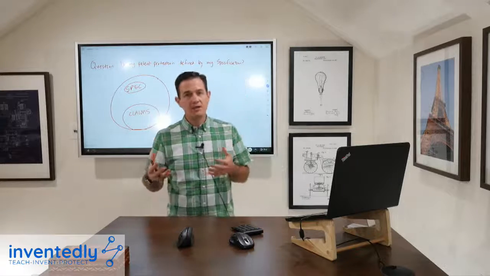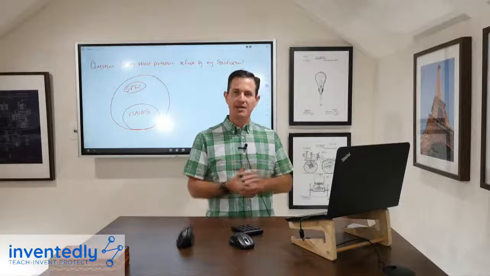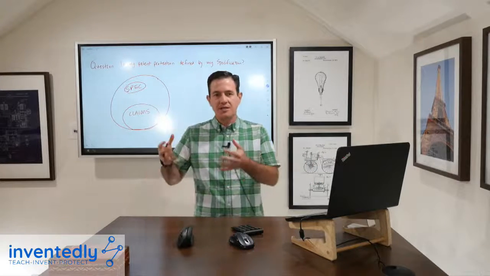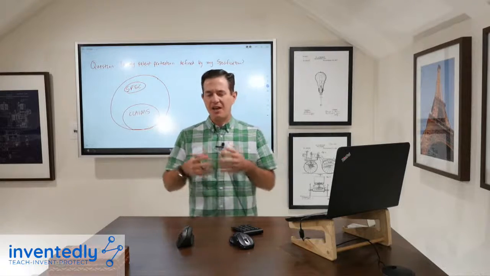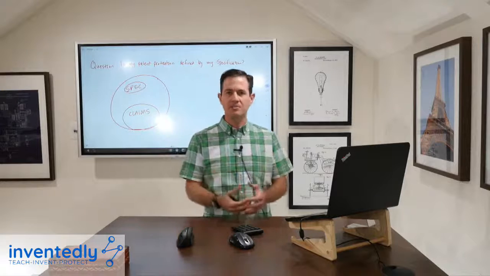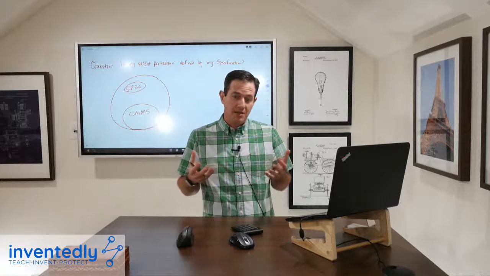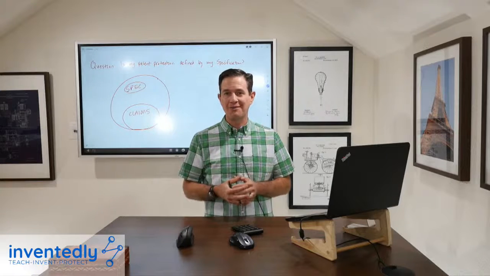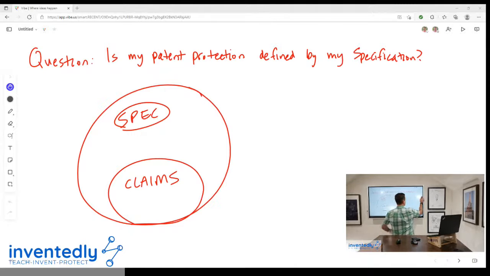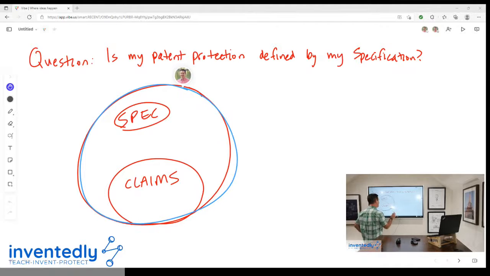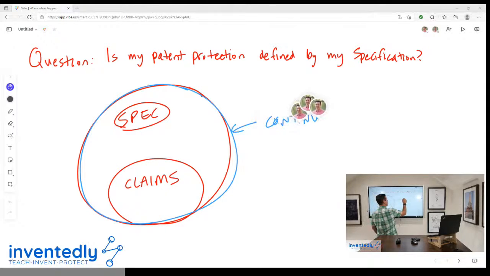So the question, is my patent protection defined by the specification? The answer is, well, yes, because the claims are a subset of the specification, but that doesn't necessarily mean that everything that you have disclosed in the specification is part of the claim set that you have actually gone through patent prosecution with. So what does this actually mean? It means that if your patent specification is this entire thing, and your claims are only a subset of that, this is the perfect stage for what's called continuation practice.